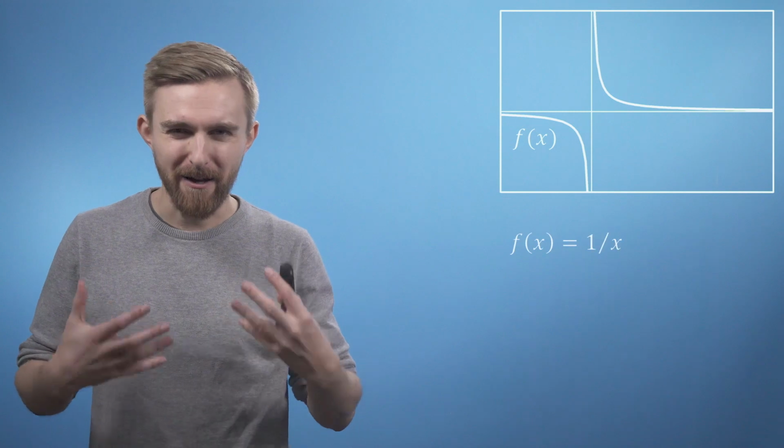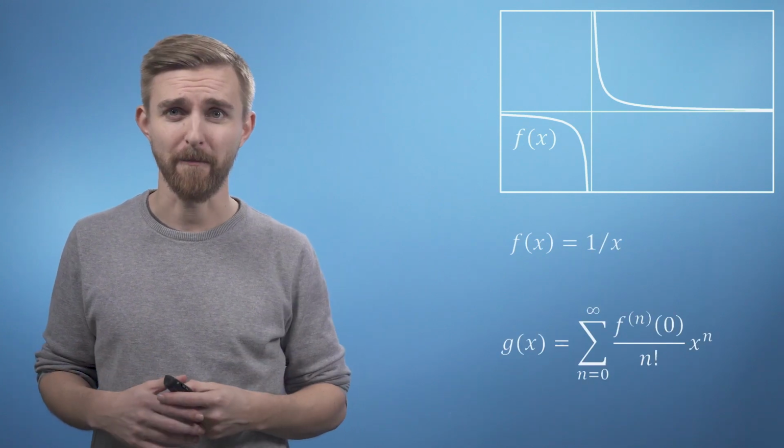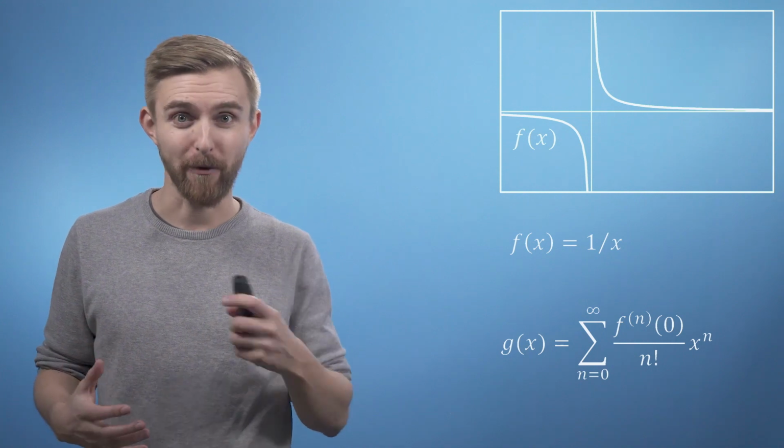In the second example, we're going to take a look at the function f of x equals 1 over x, which of course looks like this. It's a nice, simple function, but notice the discontinuity at x equals 0. This is absolutely not a well-behaved function.